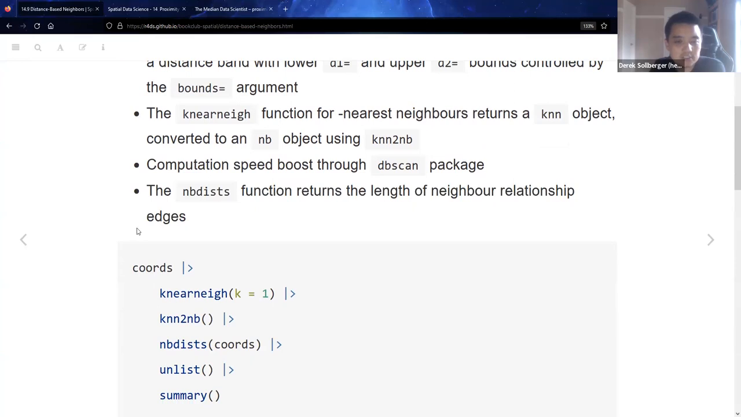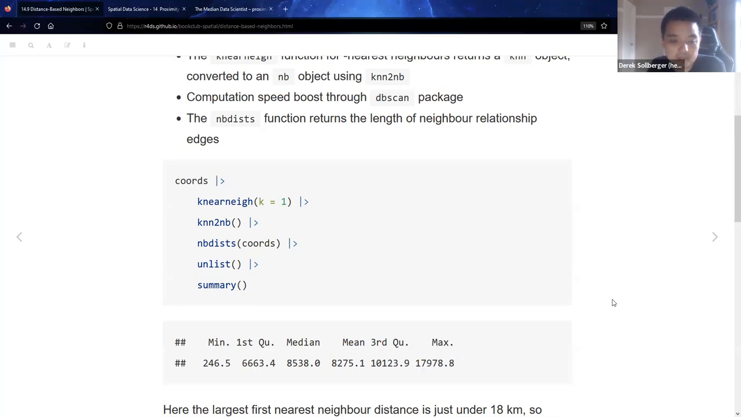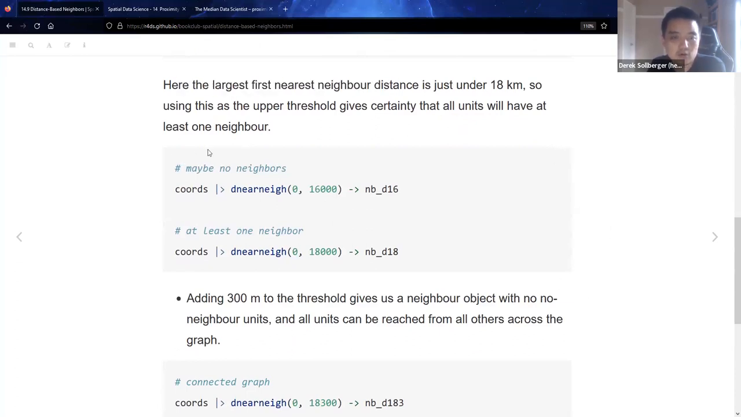We could look at the nbdists function again, the distance between the nodes. Let me zoom out a bit. If we apply k nearest neighbors with one neighbor at a time for now, just to see how this works, the underlying graph would have these distances in meters. And we already have a situation where instead of some nodes being 300 kilometers apart, they are at most 18 kilometers apart. And thus, for the sake of thinking about what neighbors are, this seems to be doing pretty well. We find that the largest nearest neighbor distance is about 18 kilometers.